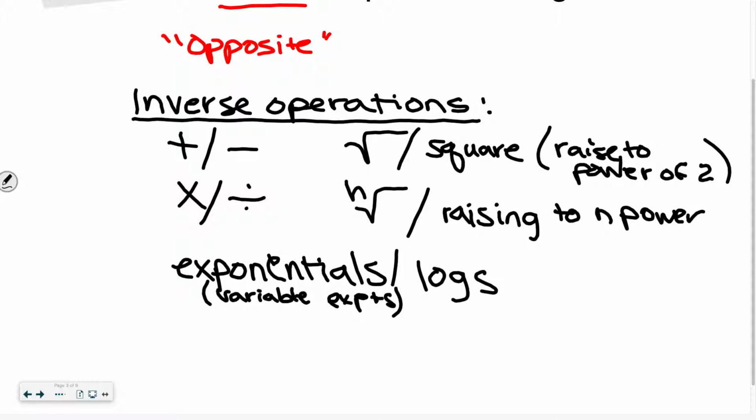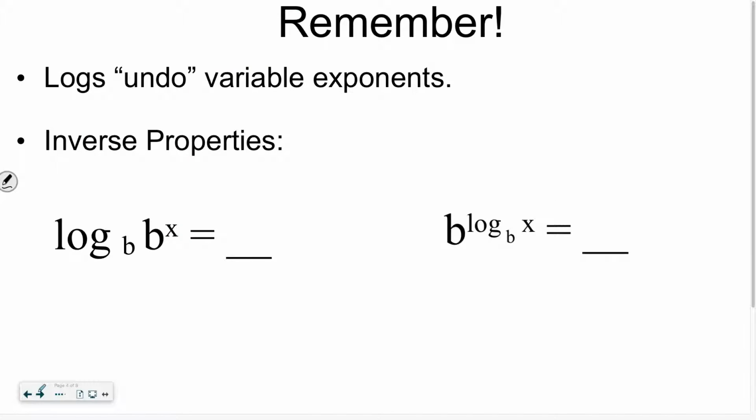Okay, so we have two properties that I'm going to have you write down in your notes, and they look a lot worse than they actually are when you use them. It does look really bad, I agree. There's a lot of little letters over there. Okay, so remember that logs undo variable exponents. Cannot say that enough.